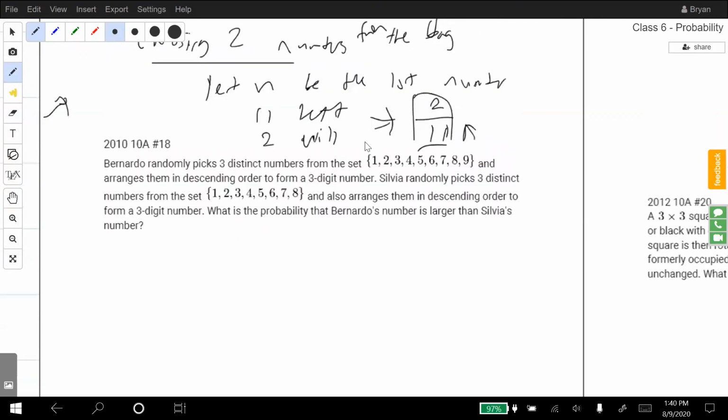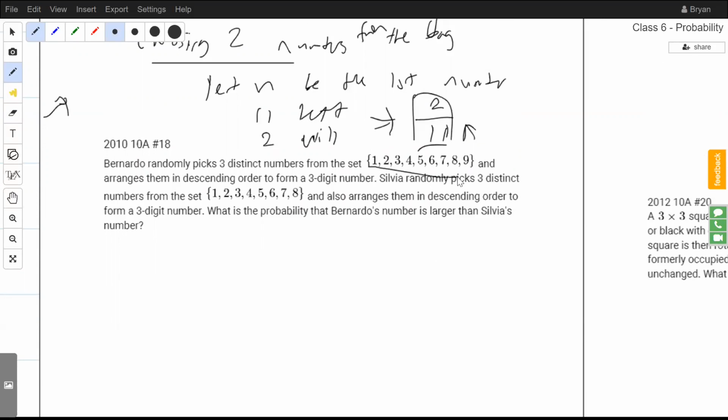Anyway, our next problem is: Bernardo randomly picks 3 distinct numbers from this set, and Sylvia randomly picks 3 numbers from this set, and they arrange them in descending order to form a 3-digit number. What's the probability that Bernardo's number is larger than Sylvia's number? The first thing you realize is that once you pick the 3 numbers, the 3-digit number that they form is fixed. Yes, that is right.